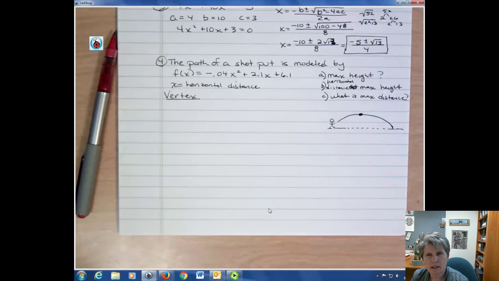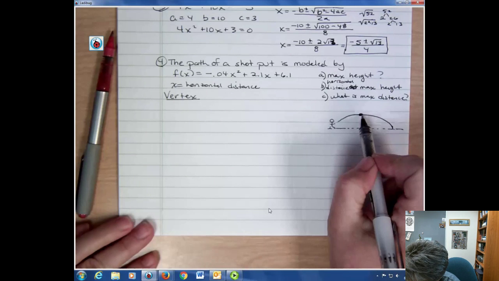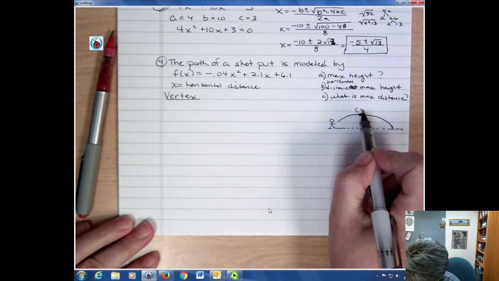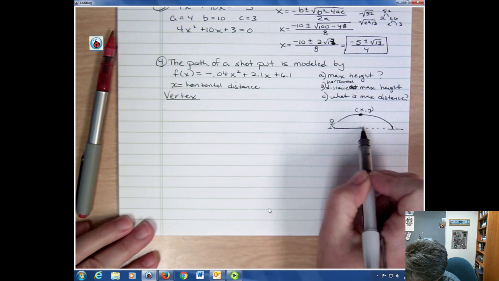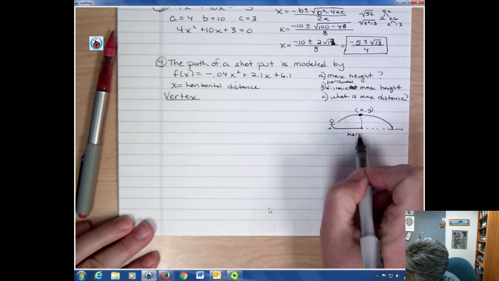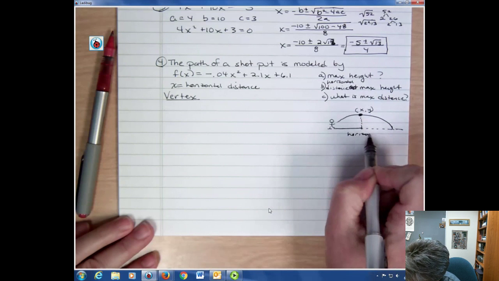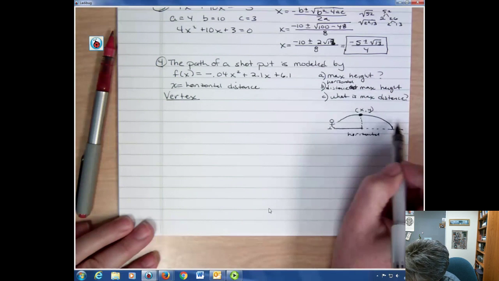And it asks for the horizontal distance at the max height. So we want to know the maximum height and the horizontal distance. The horizontal distance is down here, right? This is horizontal. And this is the height coming up this way.